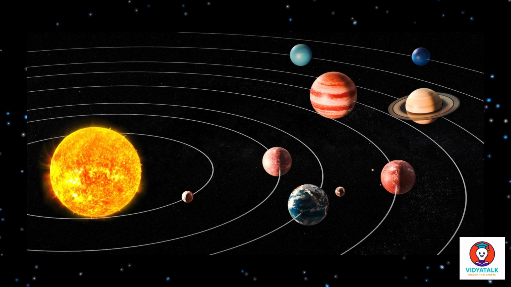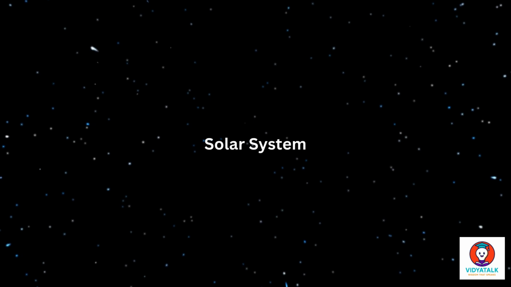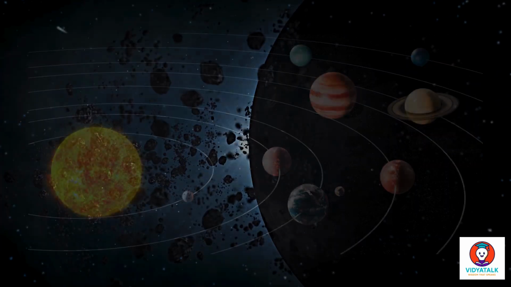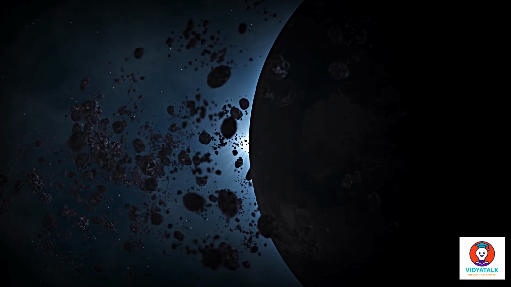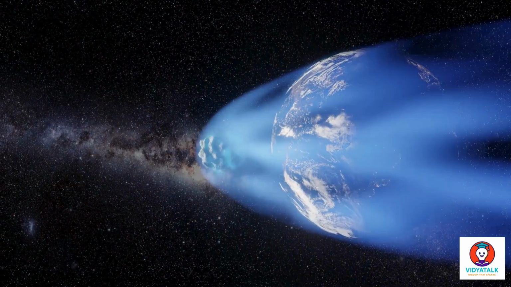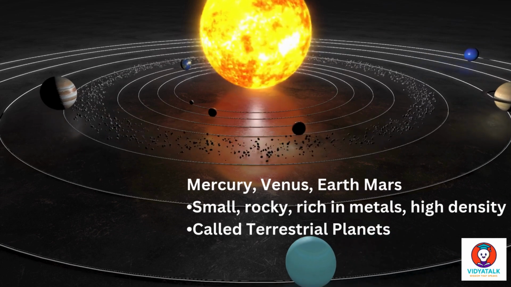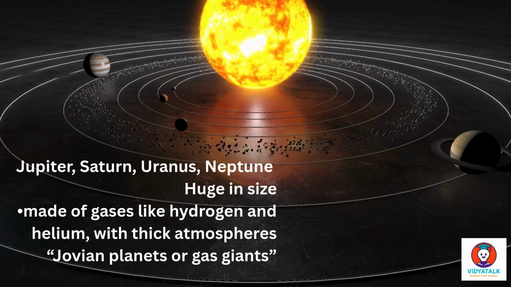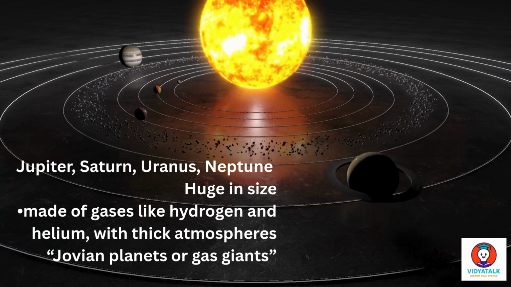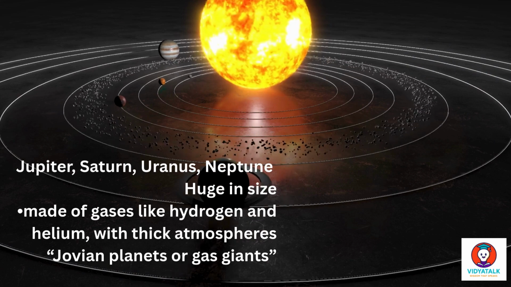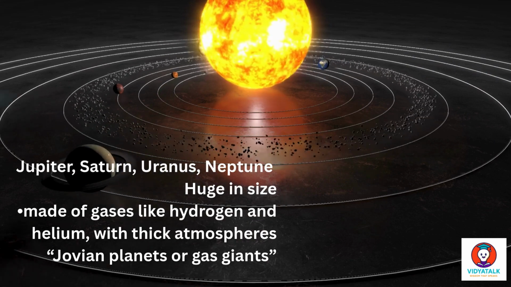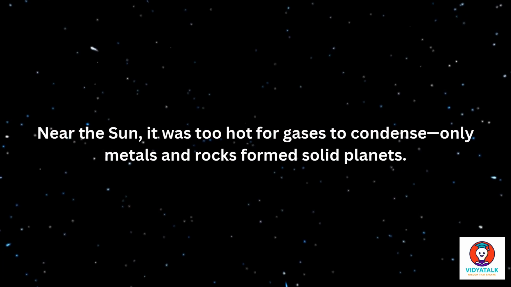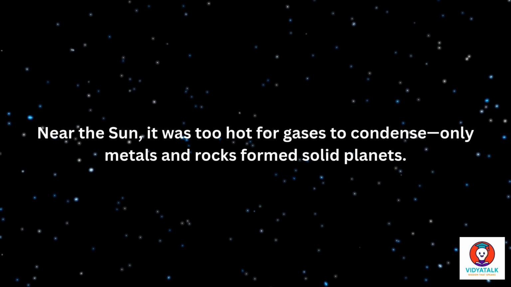The solar system. Our solar system includes the sun, which is a star, 8 planets, about 63 moons, and countless asteroids, comets, dust, and gases. Inner versus outer planets. Inner planets, Mercury, Venus, Earth, and Mars, are small, rocky, rich in metals, high density, also called terrestrial planets. Outer planets, Jupiter, Saturn, Uranus, Neptune. They are huge in size, made of gases like hydrogen and helium, with thick atmospheres, known as Jovian planets or gas giants.